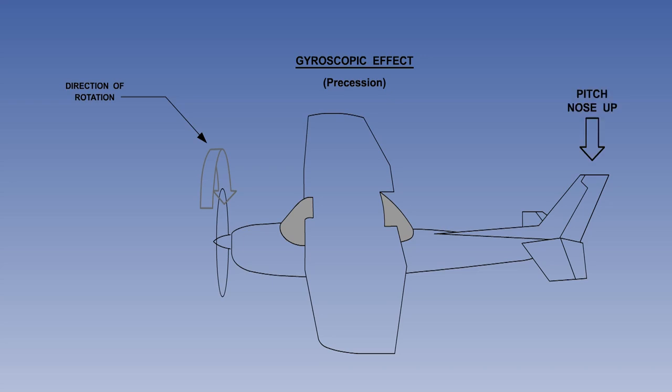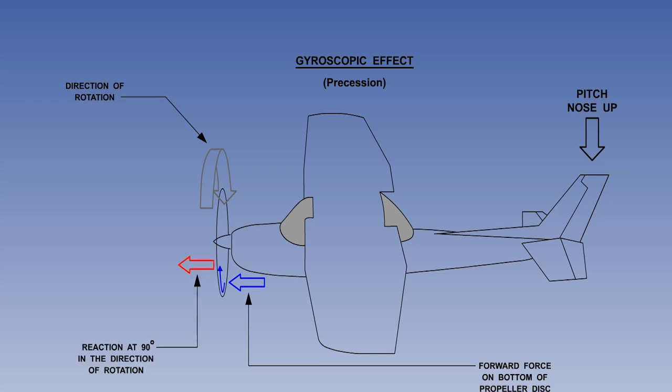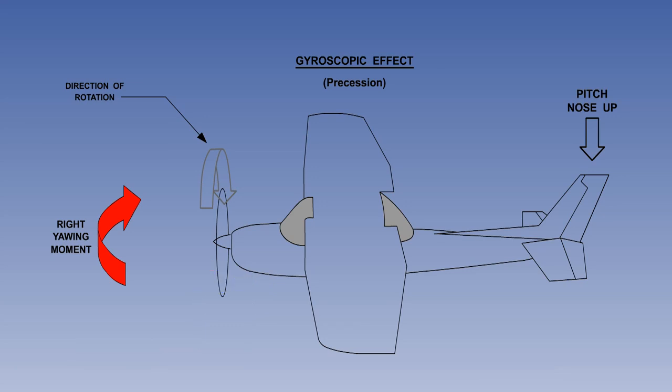Let's pitch the aircraft nose up. This will incline the propeller disc. A forward force has been applied to the bottom of the propeller disc. Precession causes the reaction to act at 90 degrees in the direction of rotation, forwards on the left edge of the propeller disc. This will generate an aircraft right yawing moment. The gyroscopic effect of pitching the aircraft nose up is a right yawing moment.